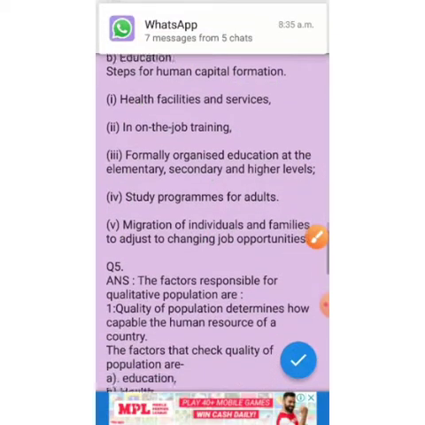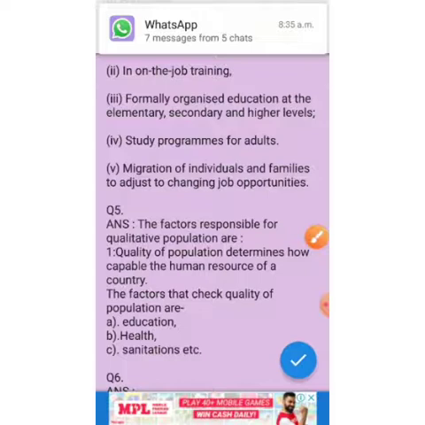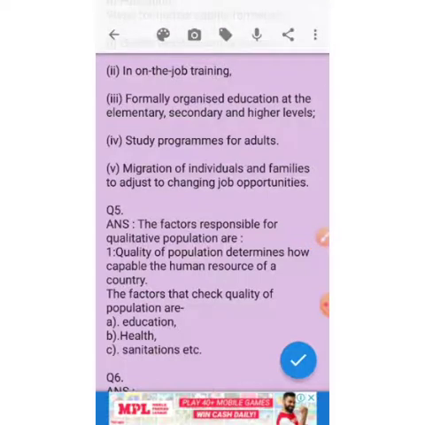Your fifth question is about qualitative population. What do you mean by qualitative population? So let's see. Quality of population determines how capable the human resource of a country is. The factors that determine quality of population are education, health, sanitation, etc.